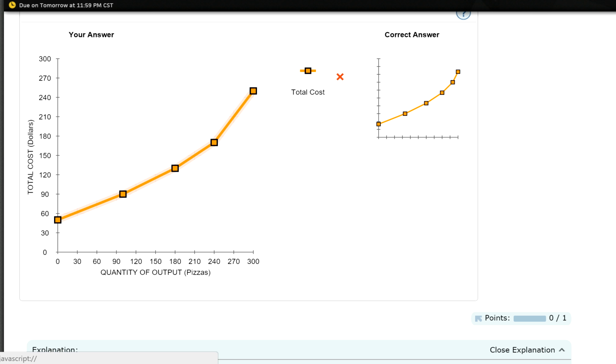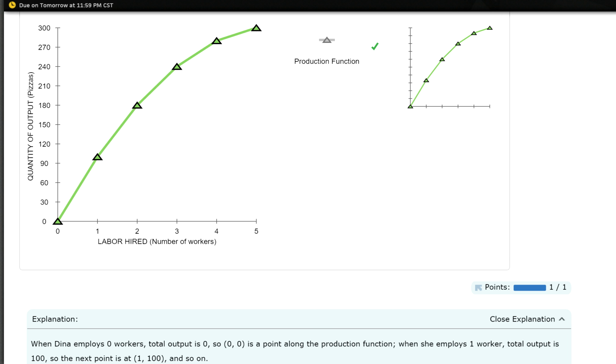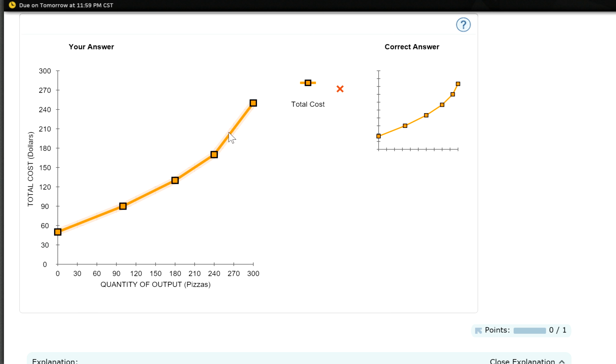What happened? Let me see. So 240, 170. Oh, I missed the point over here. I missed this one. I missed 4 workers. So at 4 workers, you produce 280 pizzas, and then your total cost should be 210. Yeah, I missed the point over here, but everything else looks good.